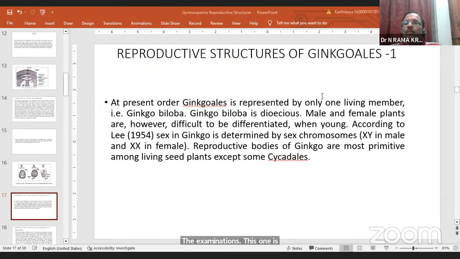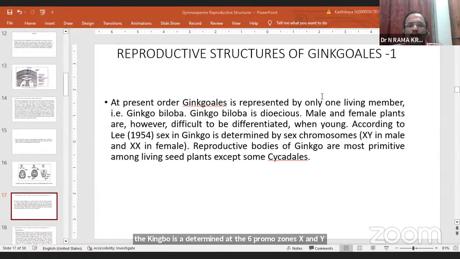Ginkgo biloba is a dioecious plant, meaning there are male and female plants. They are difficult to differentiate when young. According to Lee in 1954, the ginkgo has determined sex chromosomes, XY male and XX female. The reproductive bodies of ginkgo are the most primitive among living seed plants, except some of the cycas.